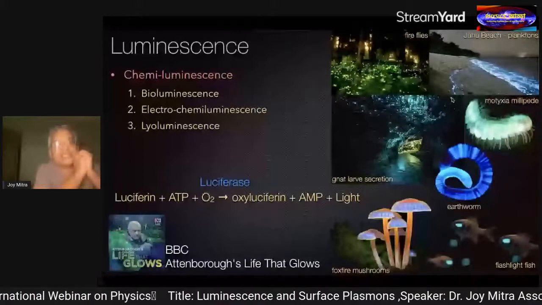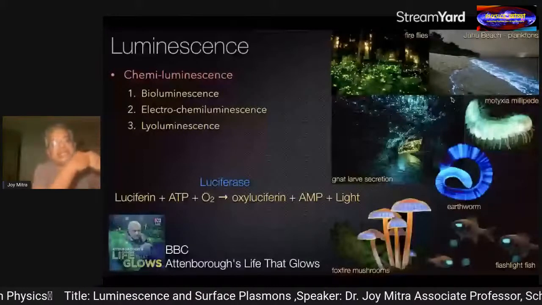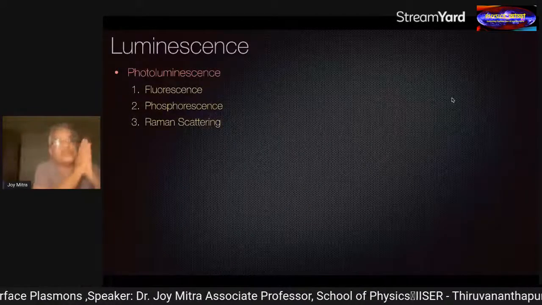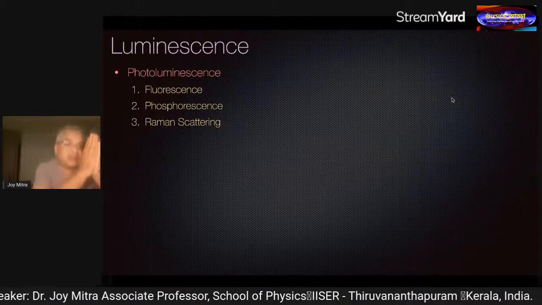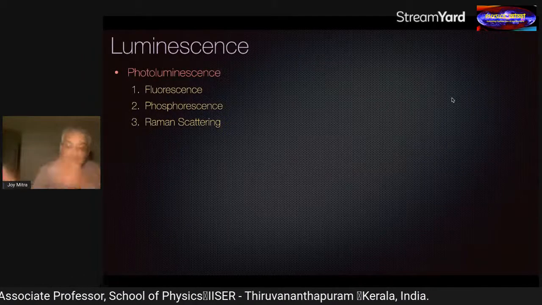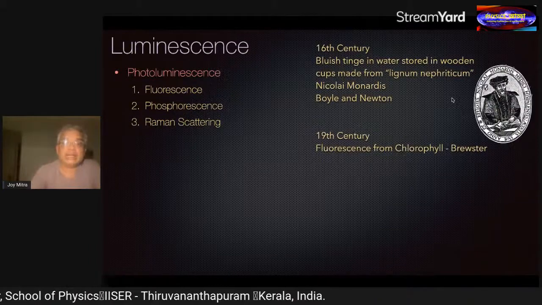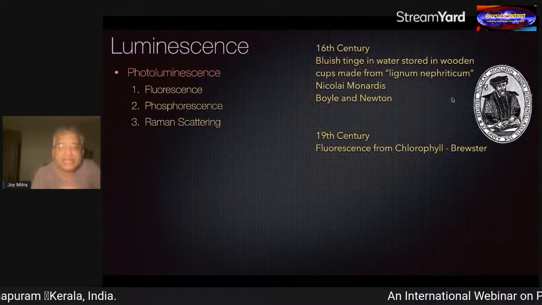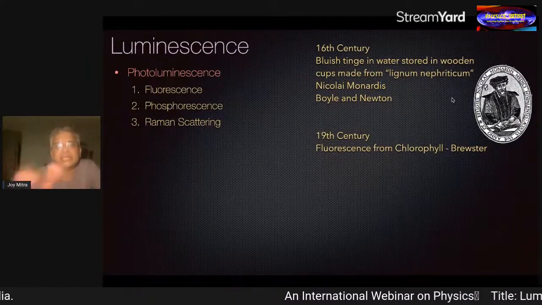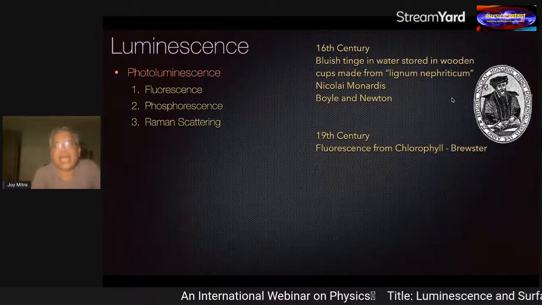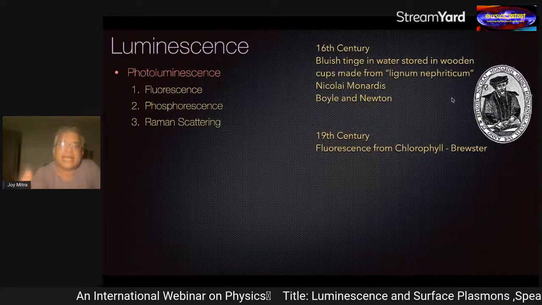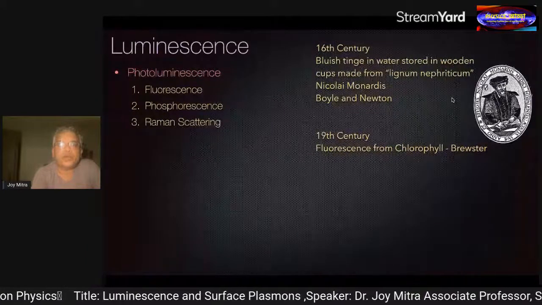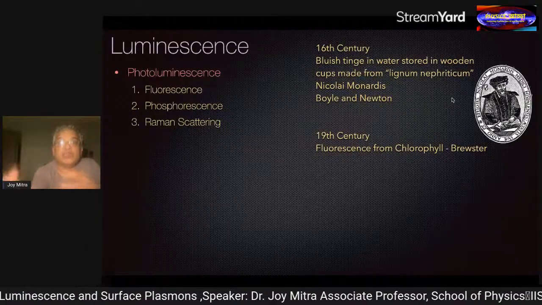material, it absorbs light and then gives out again light. And components or parts of photoluminescence that you might have come across are things like fluorescence, phosphorescence, Raman scattering, and so on. And research into photoluminescence really began pretty late. It was only in the 16th century that people started looking at natural oils, natural liquids, which were trying to give off light, a bluish tinge.